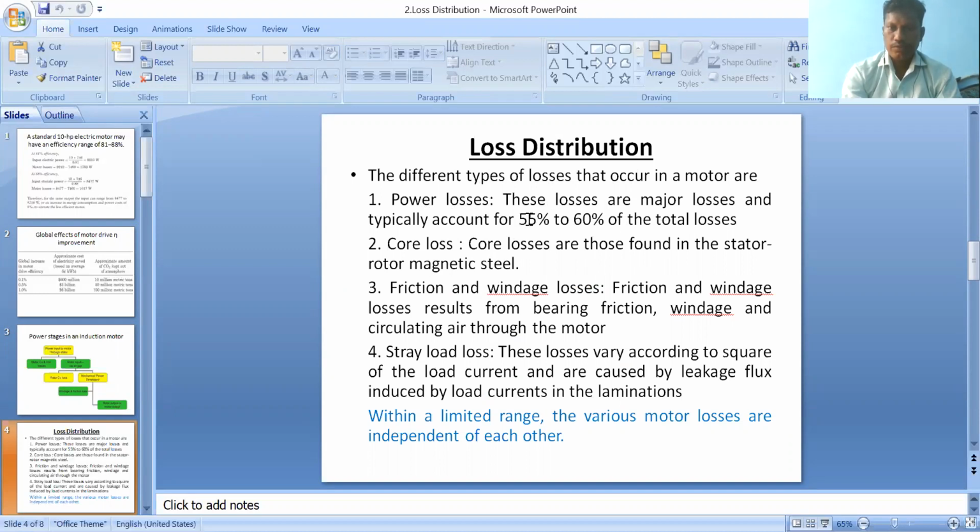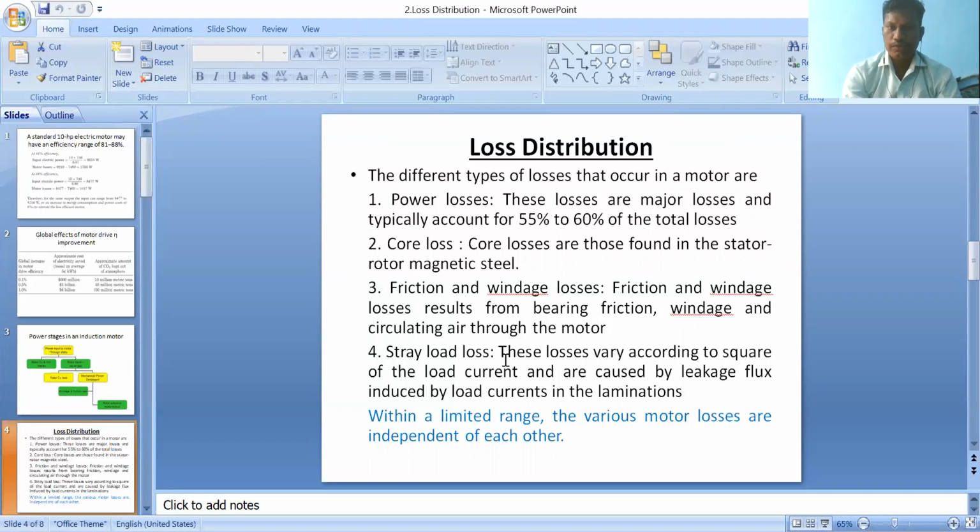So the presence of 60% of the total losses. What about core losses? Core losses are those found in the stator and rotor magnetic steel. Okay. And what about friction and windage losses? Friction and windage losses result from bearing friction, windage and circulating air through the motor only. So it is called friction and windage losses.